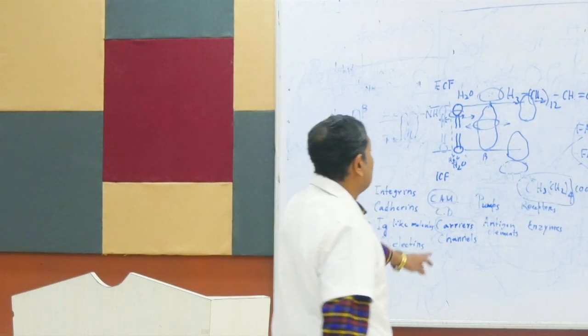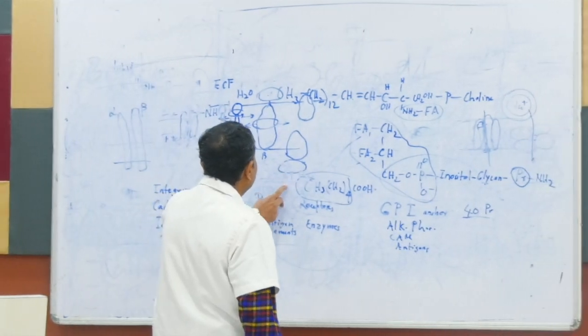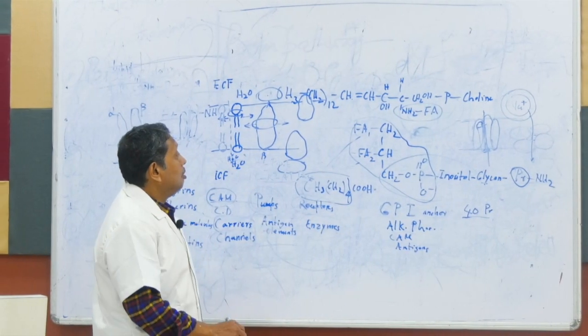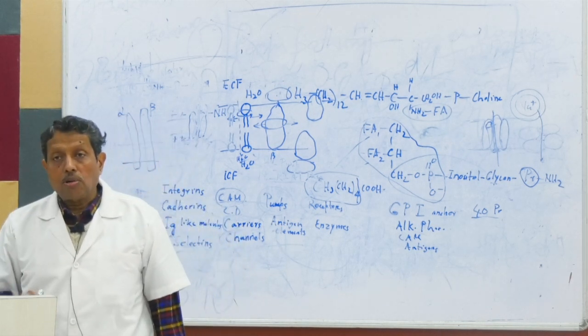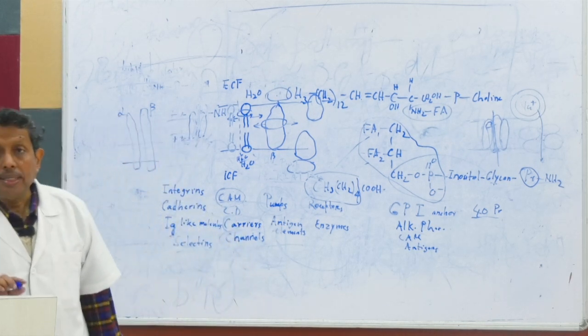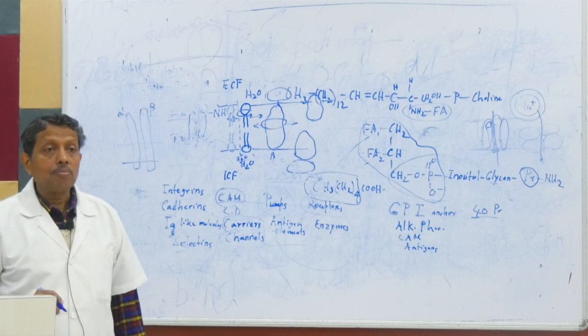Suppose in the case of sodium potassium ATPase, you can think that it will transfer 3 sodium ions from inside to outside. In the outside, there is plenty of sodium ion.